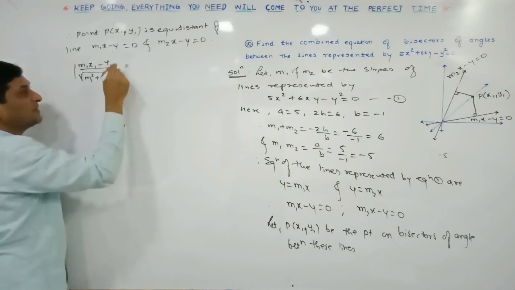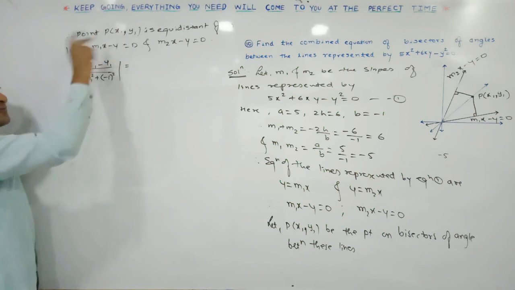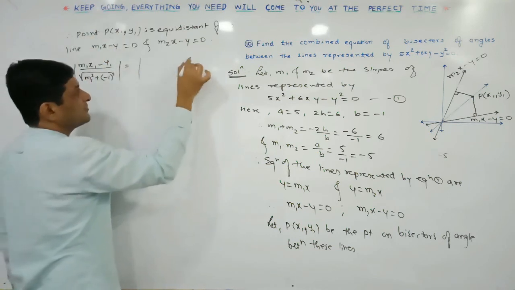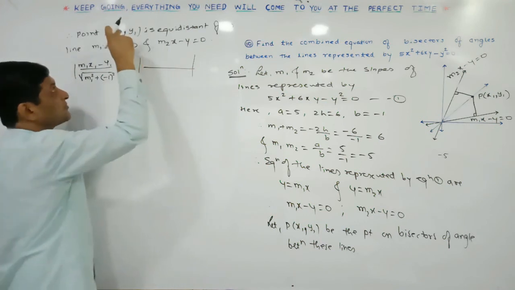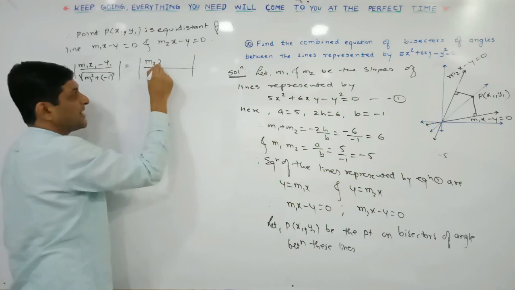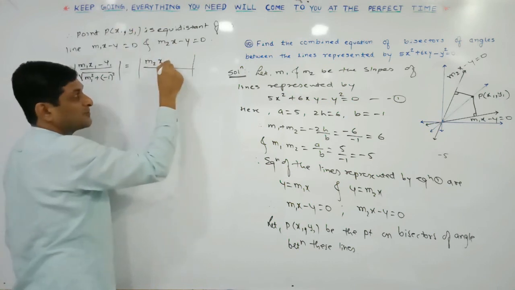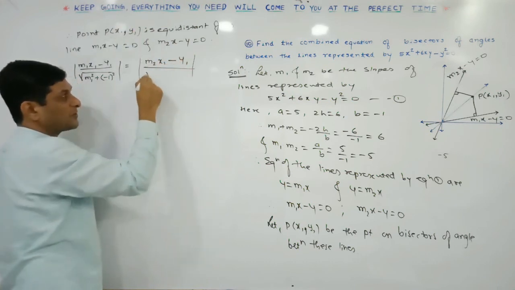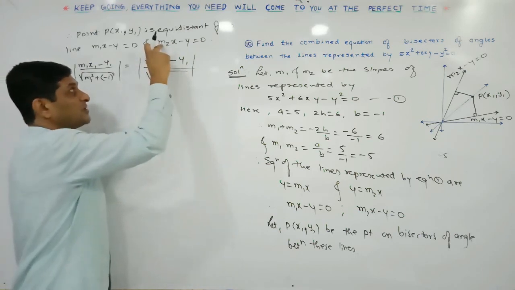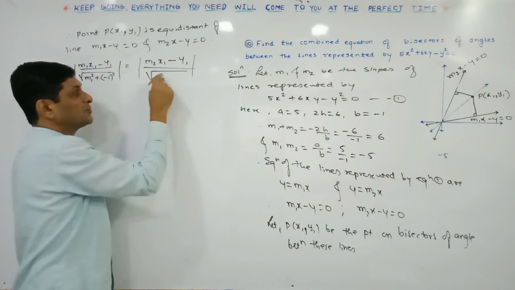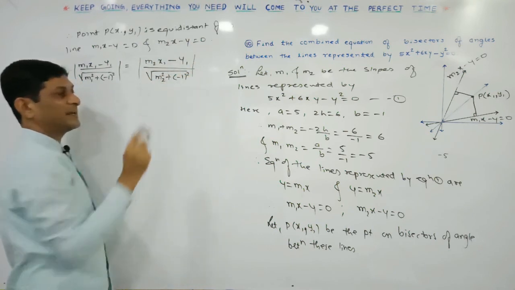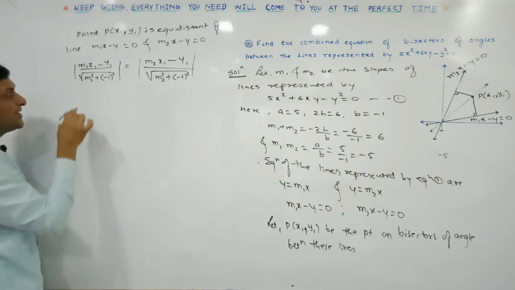So this is nothing but the distance of this point from the first line, which is equal to what? The distance of the point from the second line. So let us try to find the distance of this point from the second line. So m2, replace x by the x coordinate of this point, that is x1, minus replace y by the y coordinate, divided by the square root of a square plus b square. For this equation, what is the value of a? m2. So m2 square plus b square. B is here minus 1 square. Let us see what we will get if we square both sides.